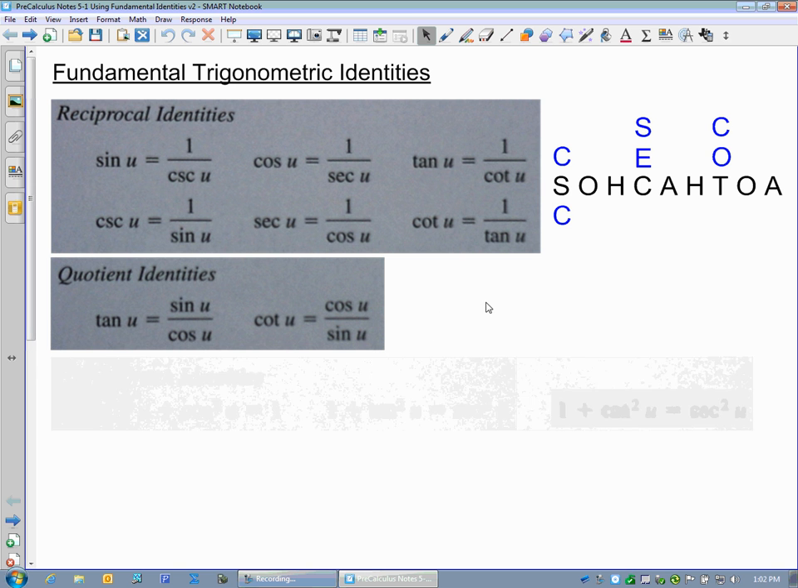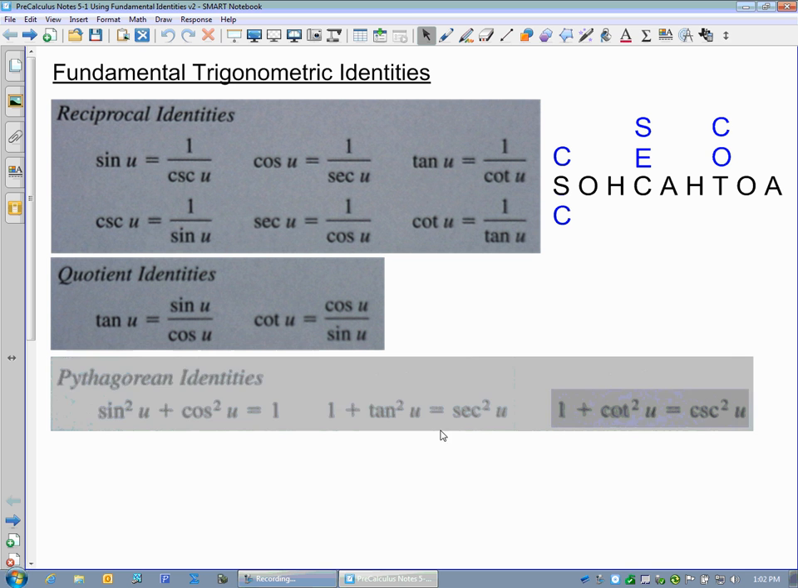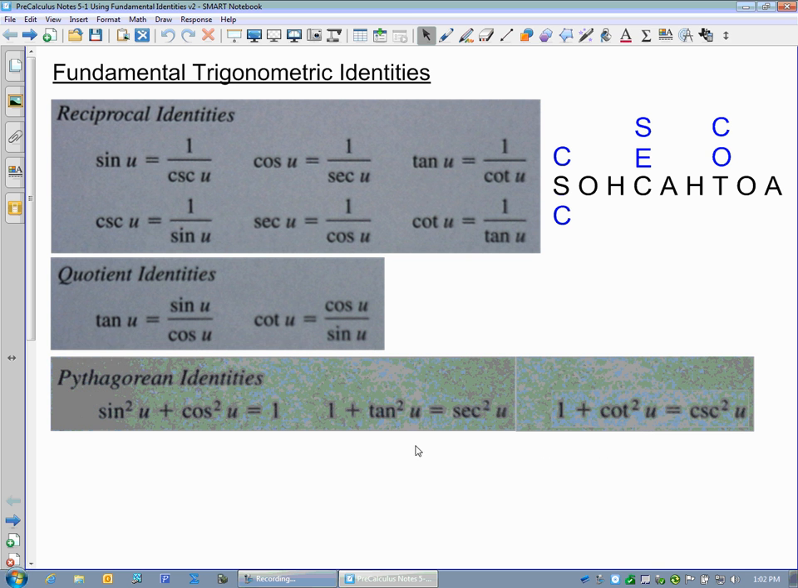Next we have the Pythagorean identities. There are 3 of them, but as long as you are able to come up with the first one, you can always derive the other 2. And the first one, more than memorizing it, you should really understand the geometry of it. So let's take a look at the geometry of it. We have sine squared plus cosine squared equals 1.